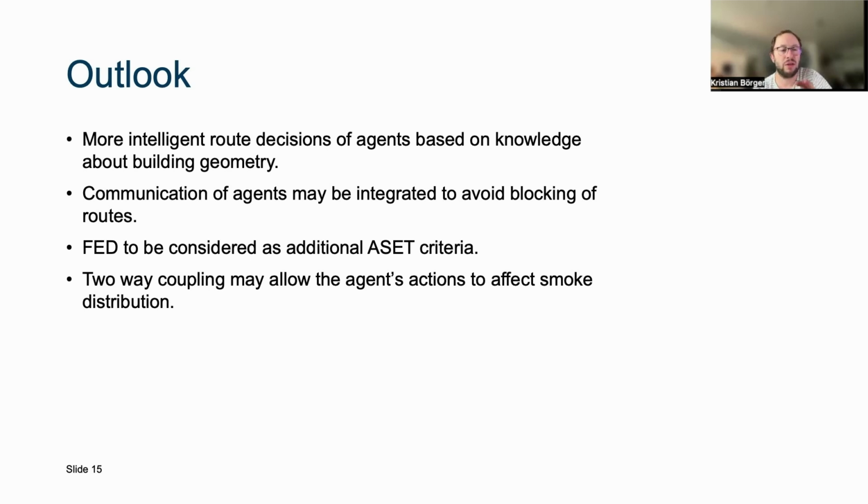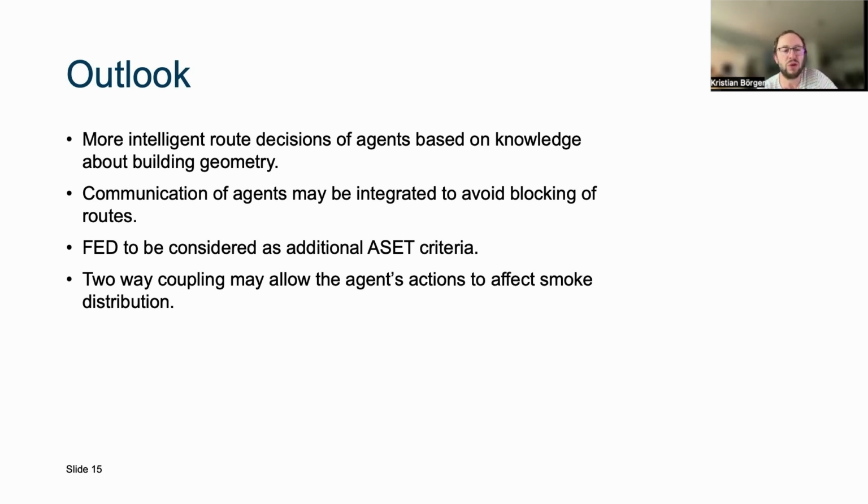And then we want to include not only the effects of impaired visibility, but also of toxic gases. So for example, here we want to go for the FED criteria to be considered as an ASET criteria as well. And maybe at some point in time, but that doesn't have so much relevance right now.